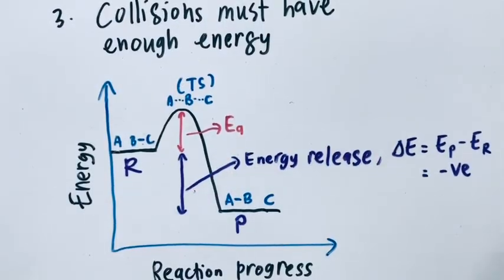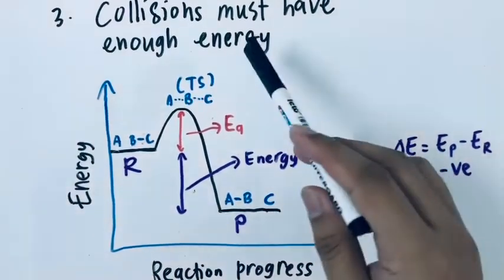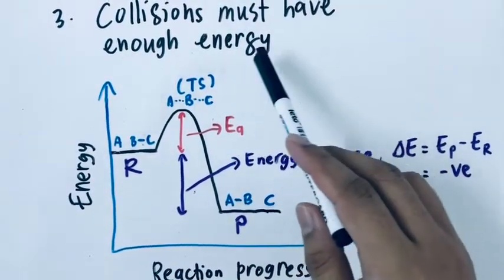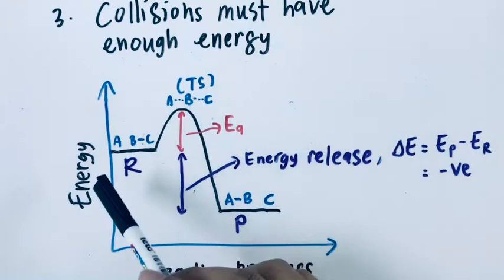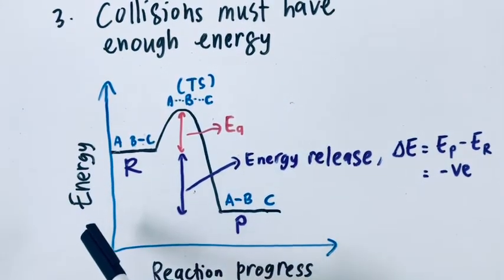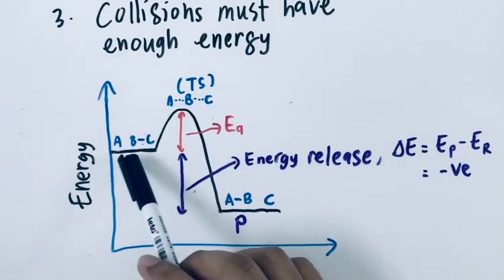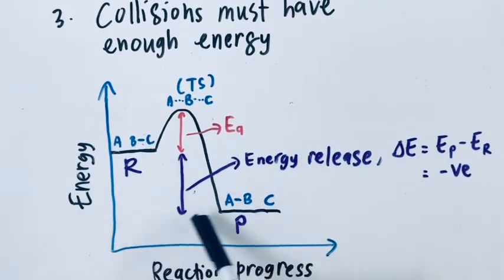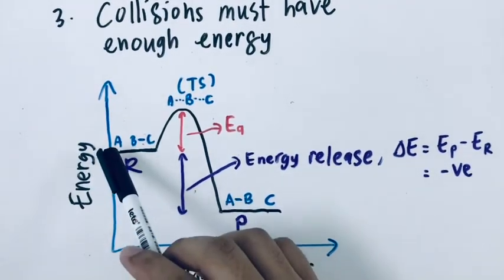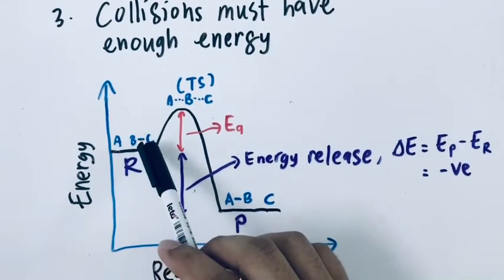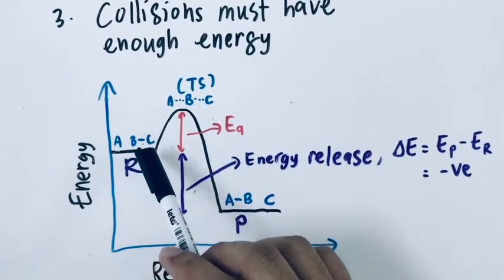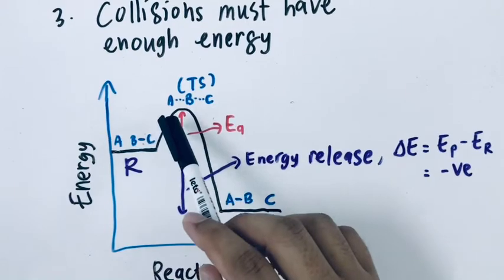The third rule is that the collisions between the molecules must have enough energy. Let's say we have an energy profile diagram for an exothermic reaction, where the energy of the reactants is higher than the energy of the products. So we have the reactants A, B and C. The reactants will have to absorb energy in order for the collision to occur.